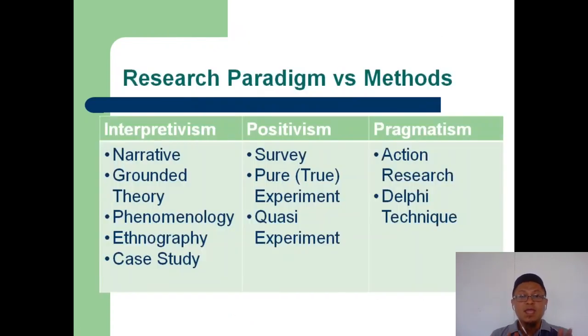All right, so let's look at research paradigm versus method. I will not provide the detail for each and every one of these methods. In our subsequent chapter, we will discuss them at length. But for the interpretivism paradigm, you have narrative, grounded theory, phenomenology, ethnography, case study. Positivism, you have survey, through experiment or quasi-experiment. Whereas for pragmatism, you have either action research or Delphi technique.